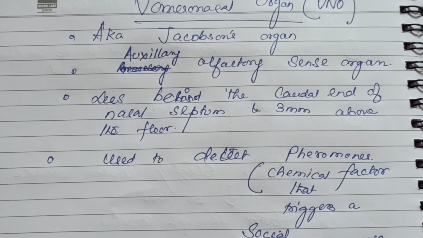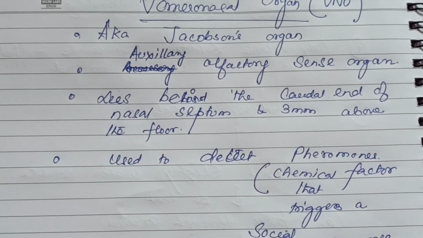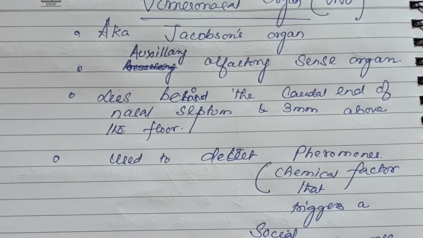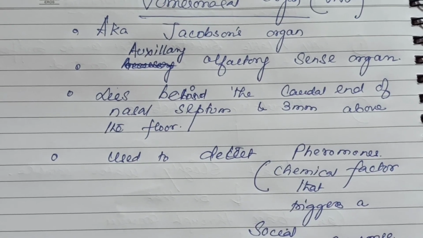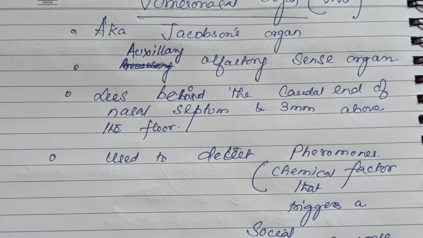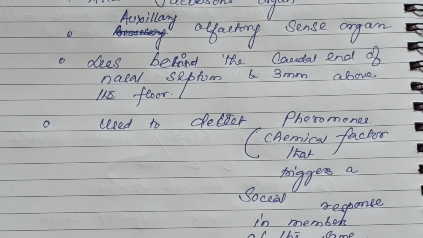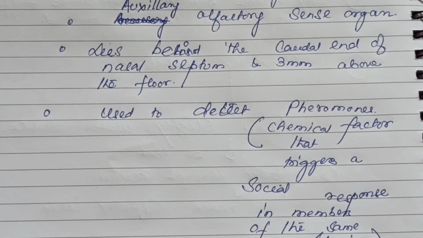A brief description of the vomeronasal organ. It is also known as Jacobson's organ and is the auxiliary olfactory sense organ. It lies behind the caudal end of the nasal septum and 3 mm above the floor. It is used to detect the pheromones. What are pheromones? These are the chemical factors that trigger a social response in the members of the same species.